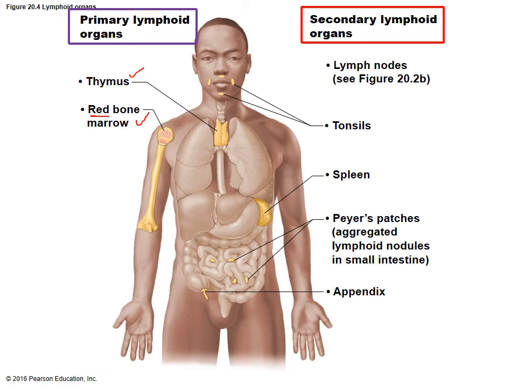On the other side of the drawing, on my right-hand side, I see the secondary lymphoid organs, and that is where I'm going to have my lymph nodes, my tonsils, my spleen, and the Peyer's patches can fall in this category as well. The appendix can be listed. And what we need to do is explore the lymph nodes a little bit more, because remember, they are the only organ within the entire lymphatic system that is able to filter out the lymph fluid and alert the immune cells to come over to the site of injury.